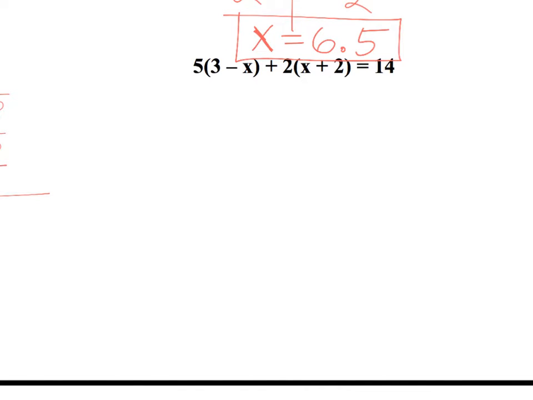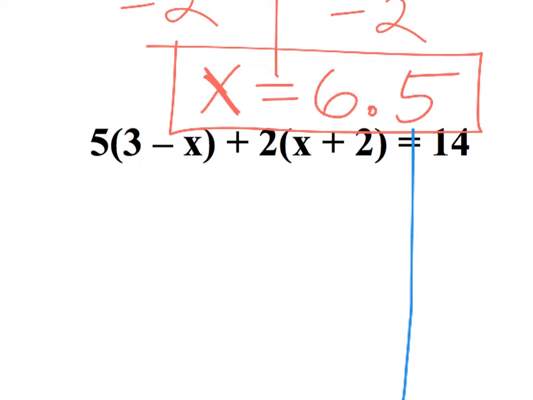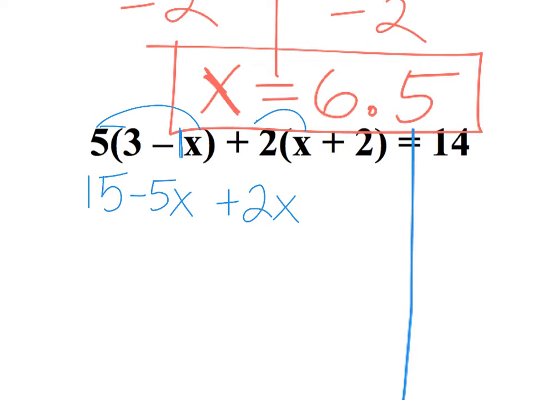So we're going to distribute the 5 and the positive 2. You have to do both of those first before you start combining like terms. Whoa. So 5 times 3 would give me 15. 5 times negative 1x would give me negative 5x. 2 times x is positive 2x. And 2 times 2 is positive 4.